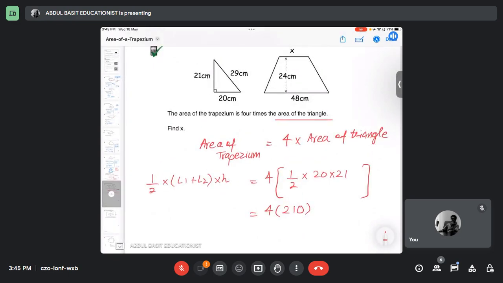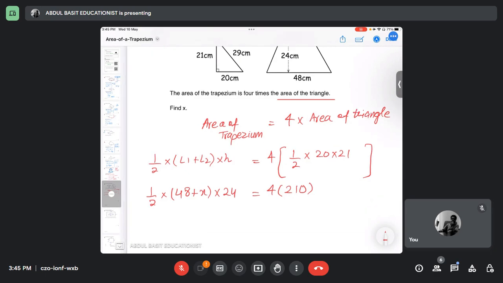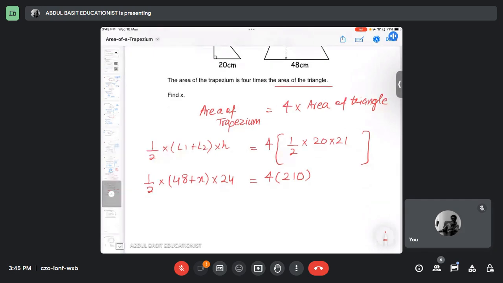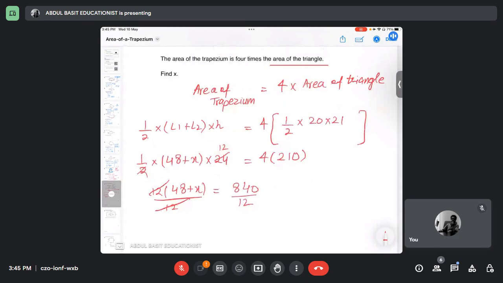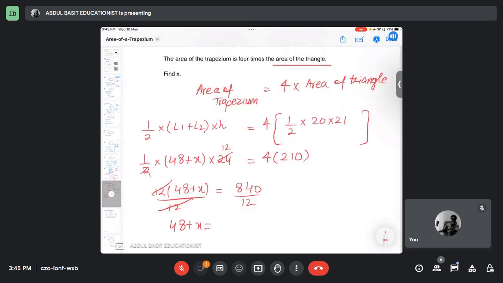So now it's 1 by 2, L1 is for example 48 plus L2 is missing, and the height is 24. So I can do some cutting. 2 ones are 2 and that would be 12. So it becomes 12 multiplied by 48 plus x, that is equal to 840. Now divide by 12 on both sides because I want to cancel this 12. So 48 plus x is equal to 840 divided by 12, which is how much?